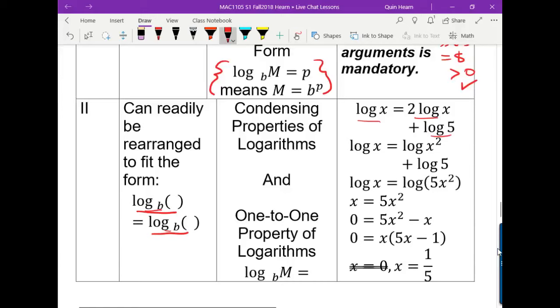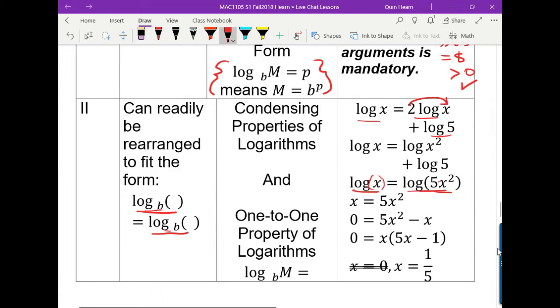All right. The other type of equation we said is where you can rewrite it to be in the form of a log equal to a log. Here I actually have an equation, a log equal to a log plus a log. But remember, by the product rule, we can combine those. First, we have to bring the 2 inside the log, so that becomes log x squared plus log 5. And then we're going to use the product rule to condense it further to 1 log. It's going to be the log of 5x squared.